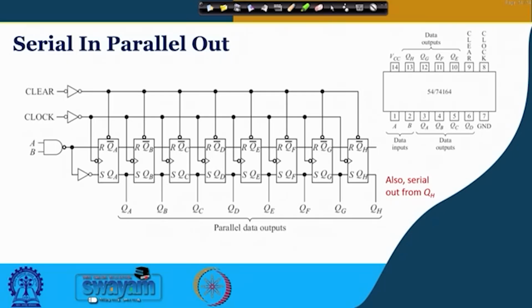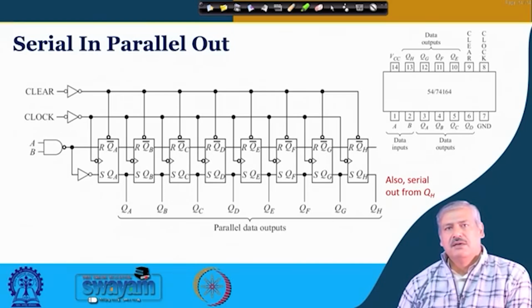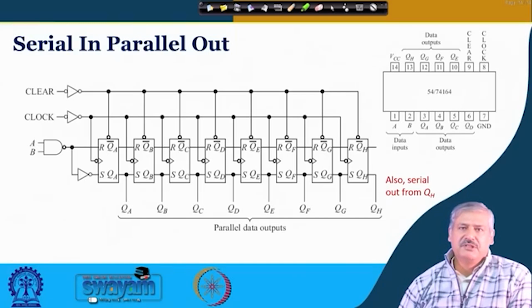So, we start with a practical circuit which is used in the IC package 74164, which is a serial in parallel out shift register. Register, as I said, is a group of flip flops which stores binary information that we have seen before. And if it uses a shifting option from one flip flop to another, where the output of one is fed as input of the other, that is shift register operation.